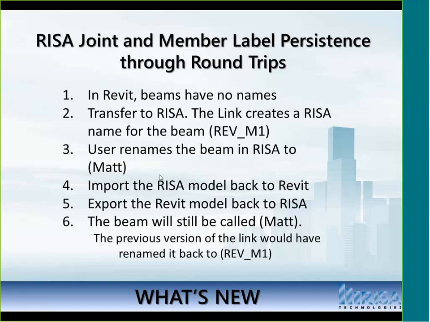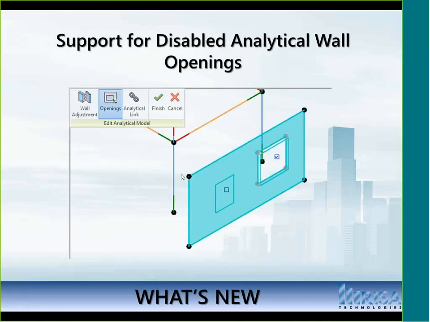And so when you start naming things in RISA, you don't have to worry about getting all that wiped out when you do your round trips to Revit. That's a really handy way to keep things consistent through multiple round trips.